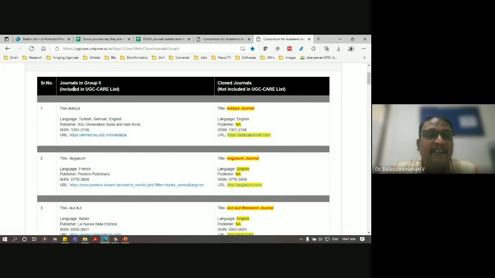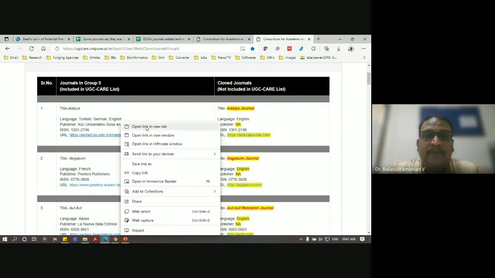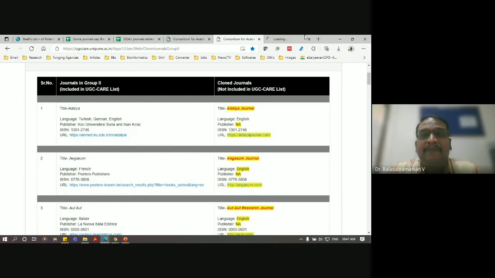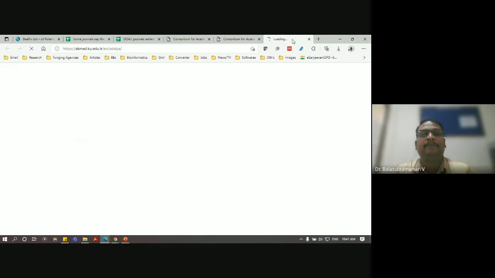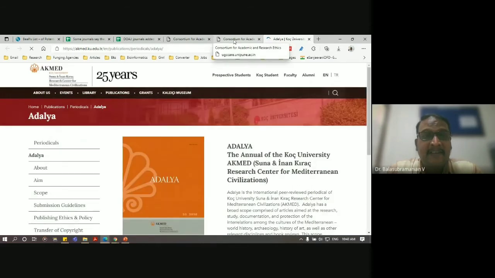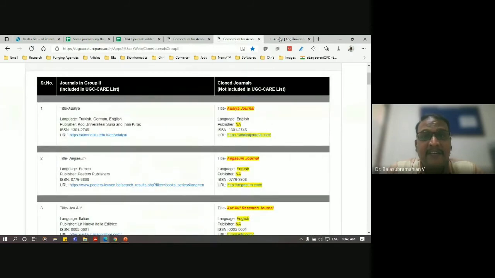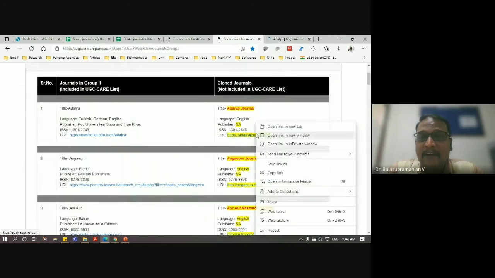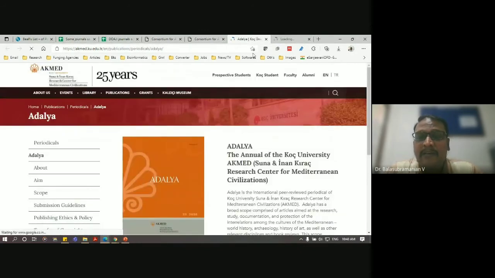Here, if you see, this is the original journal. I'm just opening the website. You can see the original. This Adalya journal is published in Turkish, German and English. But in the fake or cloned journal, you can see it is only published in English. Here they are mentioning faculty name, alumni, or even English or Turkish names.